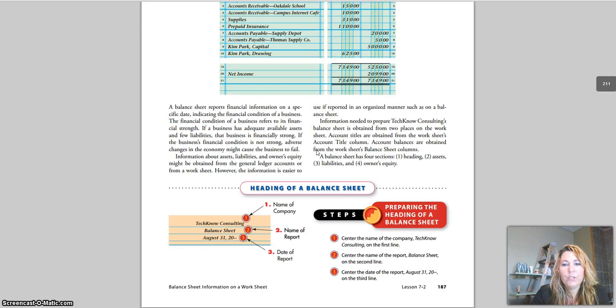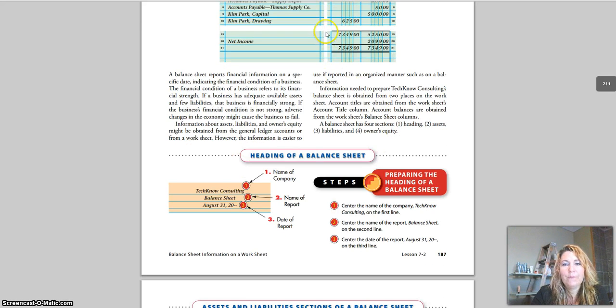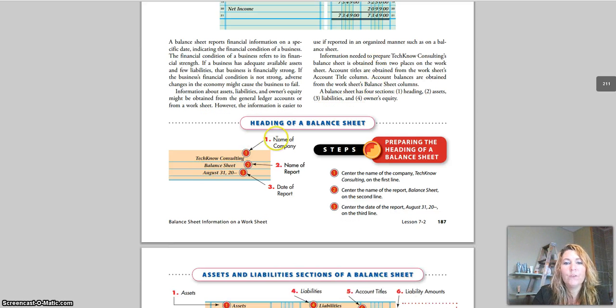The information that we're going to need is coming from your worksheet. Then the balance sheet is going to have 4 sections. First of all, you're going to have the header, just like we have had for most of our reports, like our worksheet and our income statement. We have the header for our balance sheet.